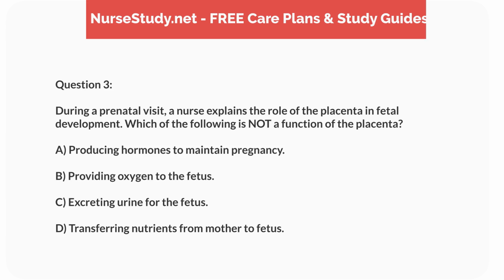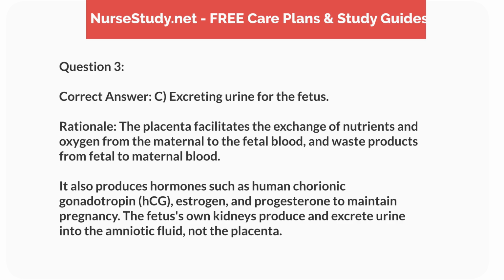Question 3. During a prenatal visit, a nurse explains the role of the placenta in fetal development. Which of the following is not a function of the placenta? A. Producing hormones to maintain pregnancy. B. Providing oxygen to the fetus. C. Excreting urine for the fetus. D. Transferring nutrients from mother to fetus. Correct answer: C. Excreting urine for the fetus.